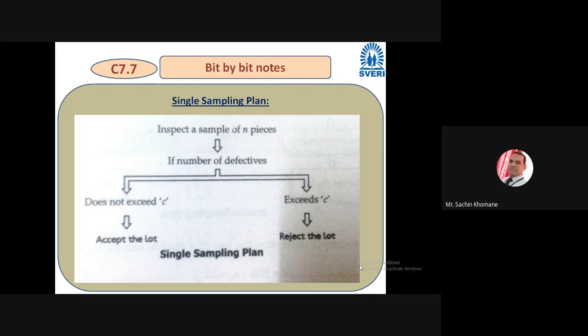Getting? एकदाच बघायचं. But you decide what is the value of c, what is the value of capital N, what is the value of small n. That you have to decide first. And once it is decided, that should be known to who is supplying material to you, as well as who is checking quality in your department. Both people should know these numbers.